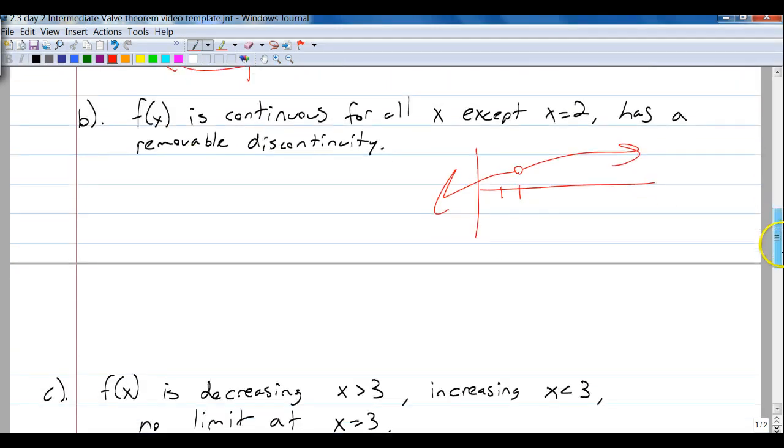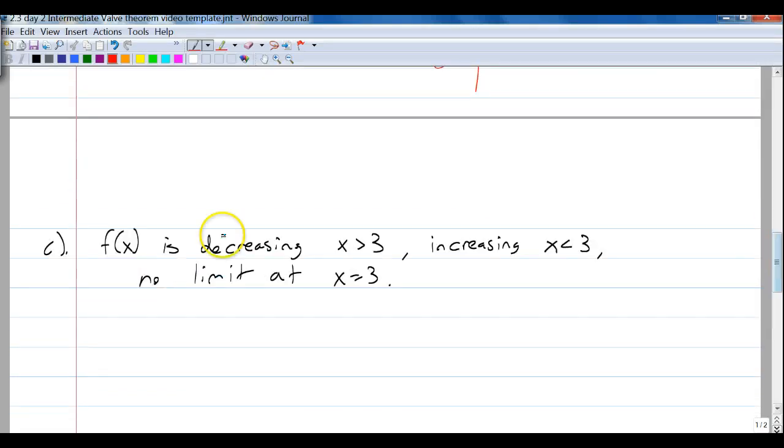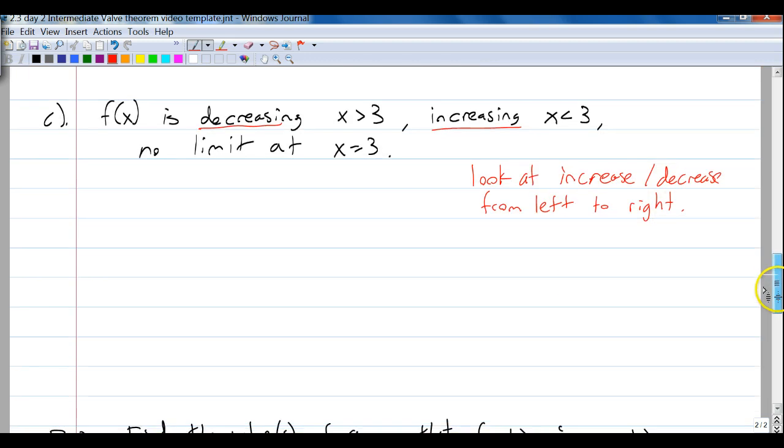This is the tricky one. Because we've been working with limits for the last couple sections, we've been working towards, moving away from the point or towards the point. But with the words increasing and decreasing, that means from left to right. So I'll write that as a side note here: look at increase or decrease for the function from left to right. Don't work from the middle point and move left and then move right.